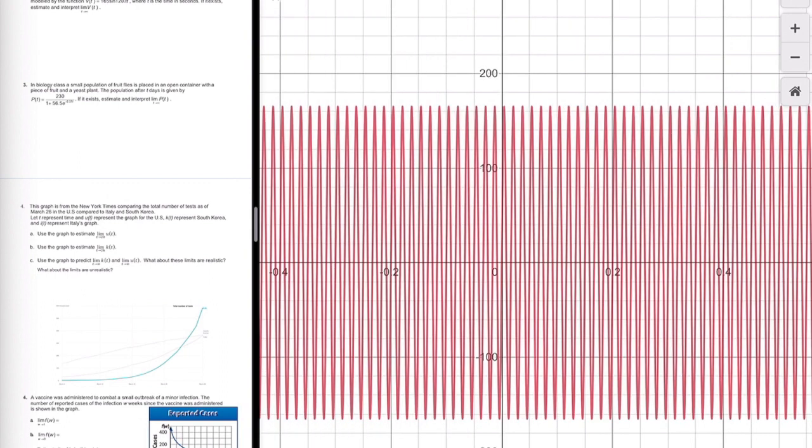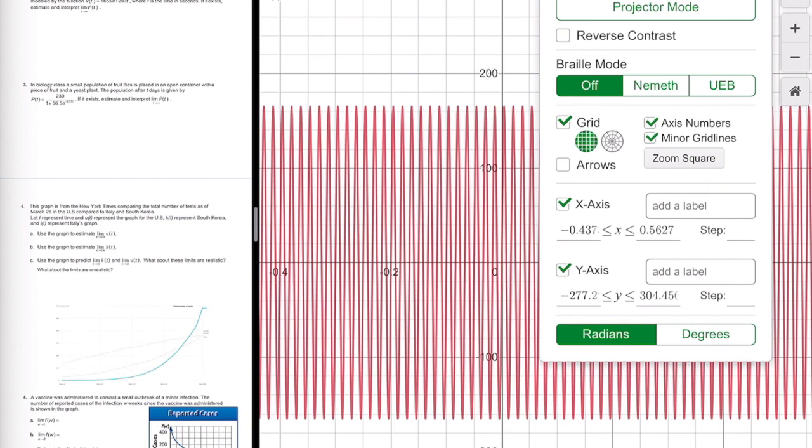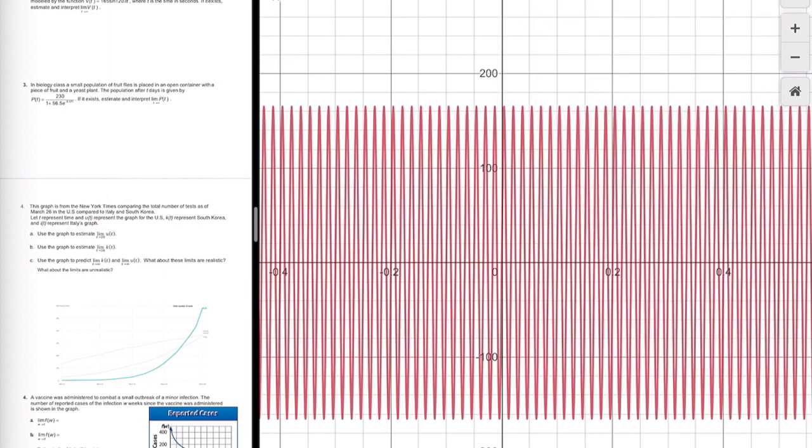Here's what I did. I clicked the wrench and I originally went from negative 200. You could maybe zoom to negative 300 for the y-axis on the bottom. And then for the x-axis, I could tell it was really small, so I went in like negative 1 to 1, and then I just kind of shrunk it from here. And so this is our function.